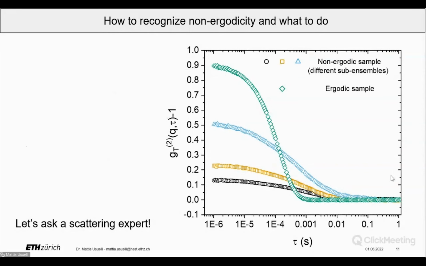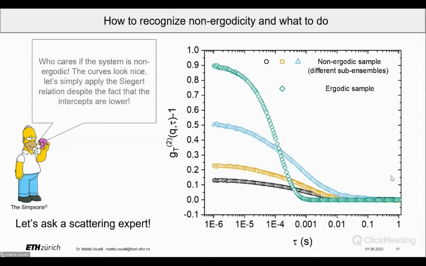Let's ask a scattering expert, that in our case is Homer Simpson. Maybe Homer Simpson can suggest: who cares if the system is non-ergodic? The Siegert relation is a very strong one. It can be applied in many, many contexts. So let's simply apply it. The intercept is lower, but still, if I rescale with the value of beta, what is the problem? Then I have an intermediate scattering function that is still going from 1 to 0. No problem at all. Let's use it.